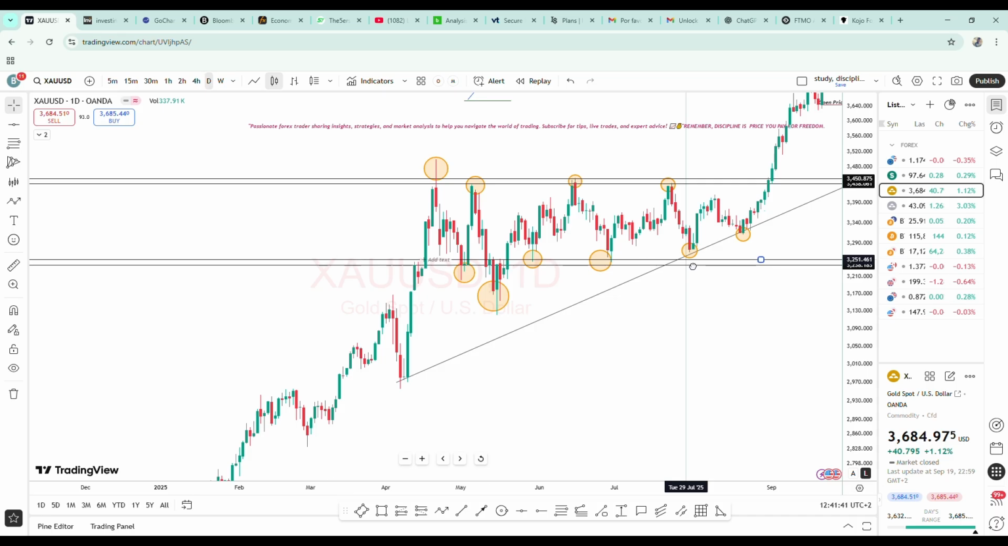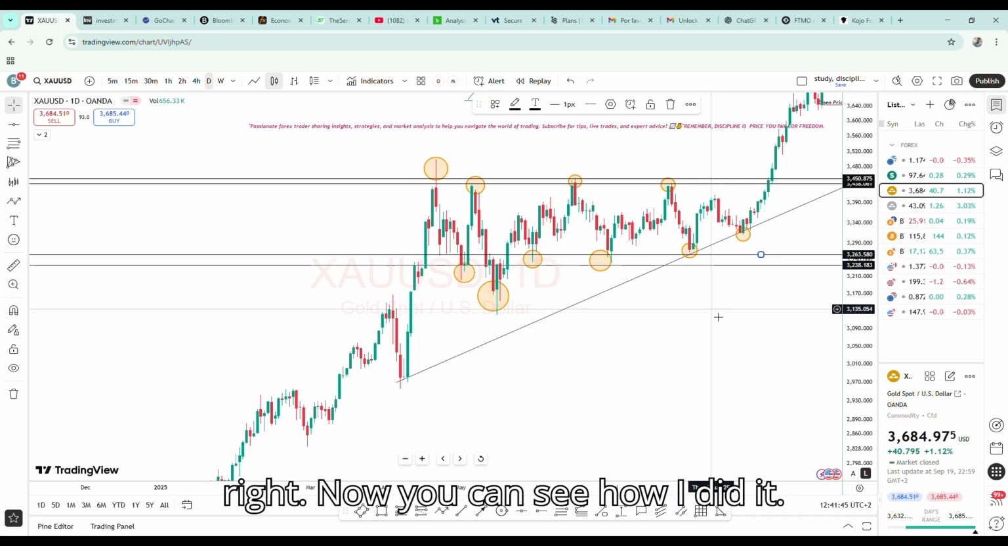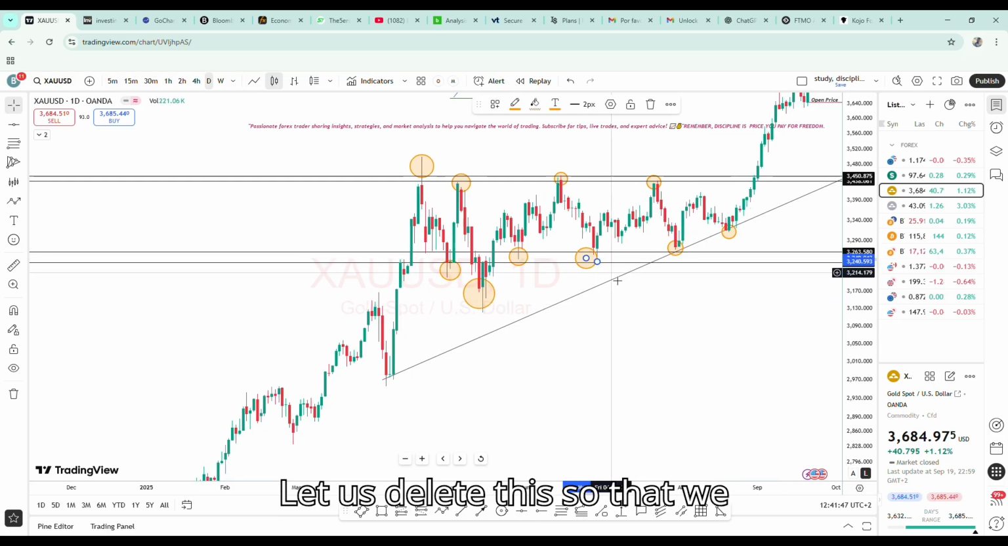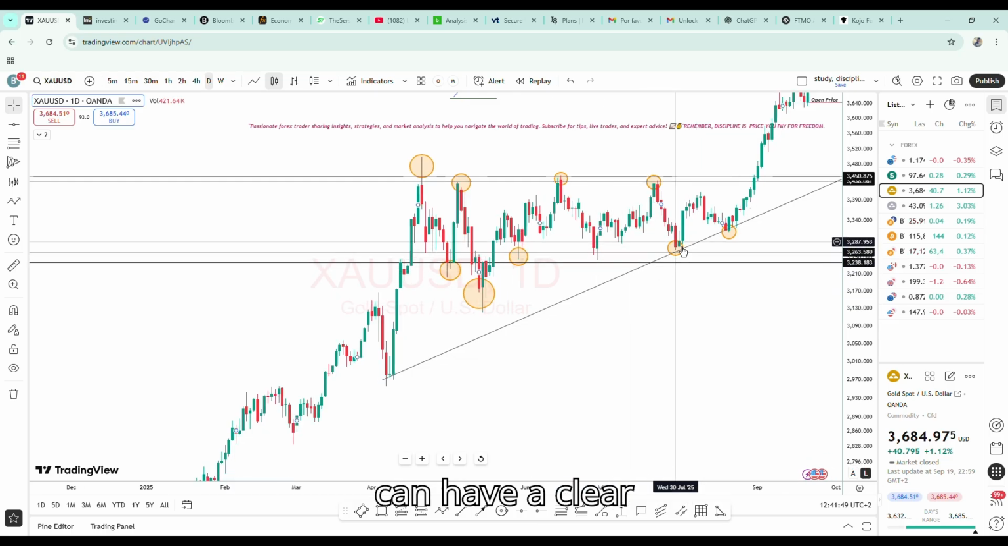Make sure to mark those dots. Alright, now you can see how I did it. Let us delete this so that we can have a clear chart.